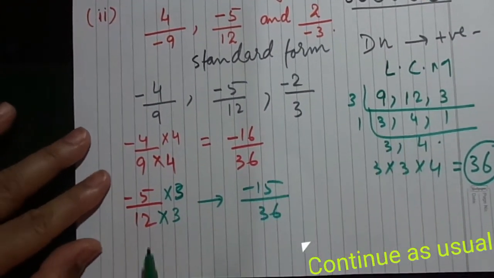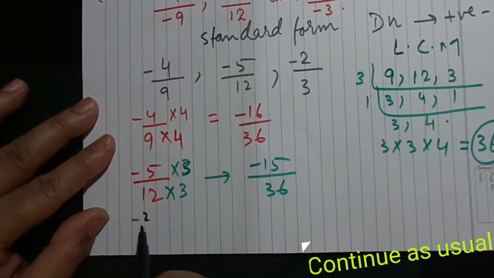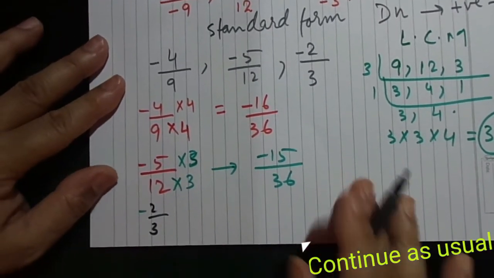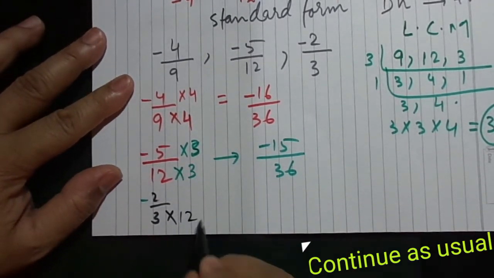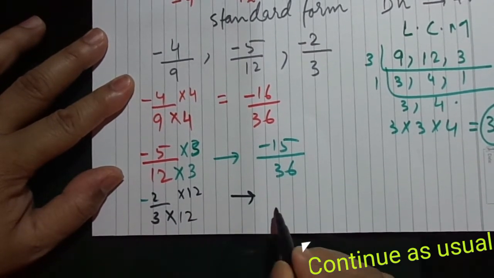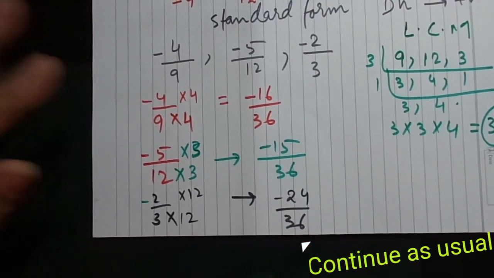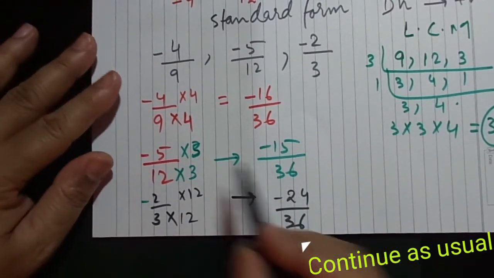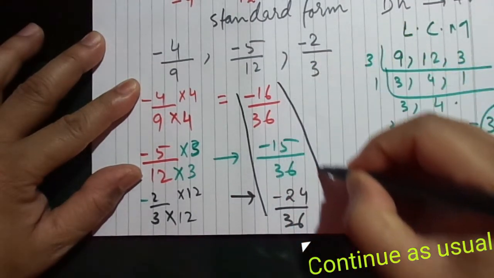Similarly, minus 2 by 3. When you multiply 3 by how many times? 12 times. So you need to multiply here also by 12. You'll get 36, and here minus 24.